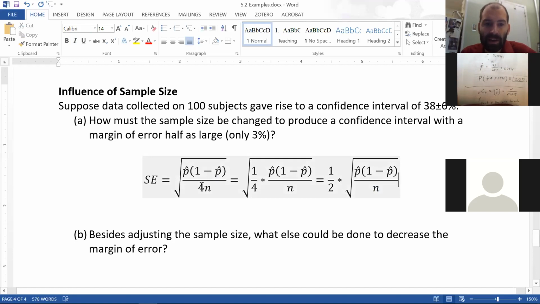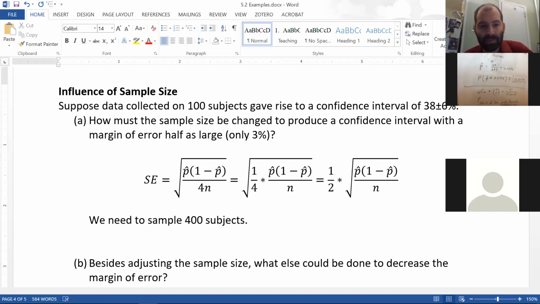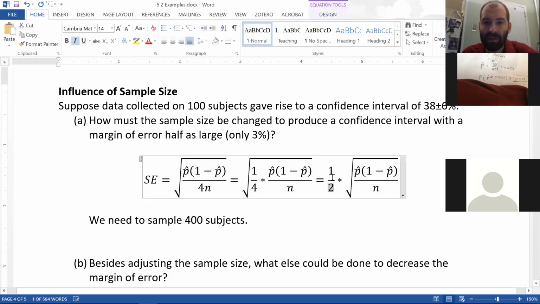So if I amplify the sample size by 4, I cut my standard error in half, which cuts my margin of error in half. So if data on 100 subjects gave a confidence interval this big, if I want to cut the margin of error in half, I need a sample size 4 times as big. So we need to sample 400 subjects. 4 times as large makes the margin of error half as big. Right?